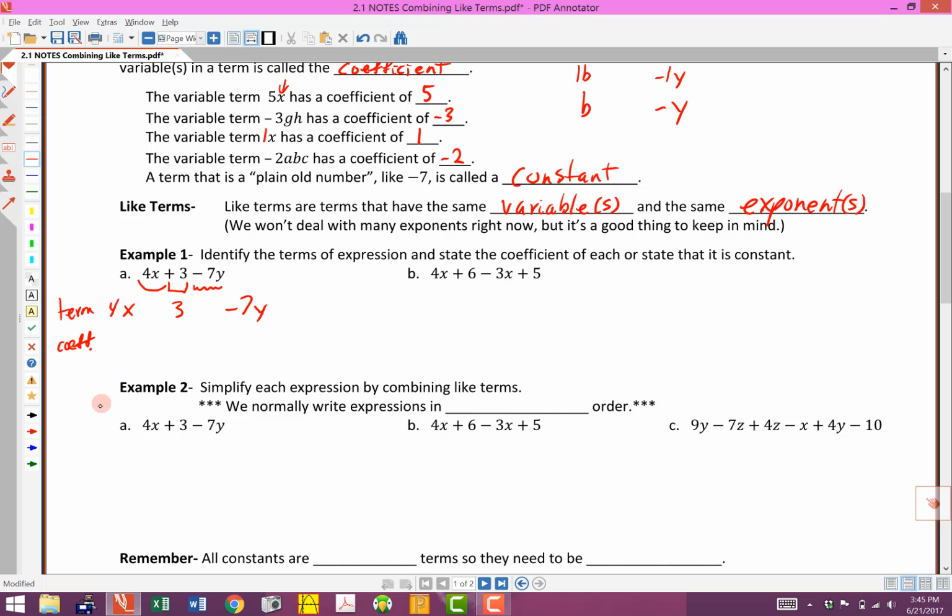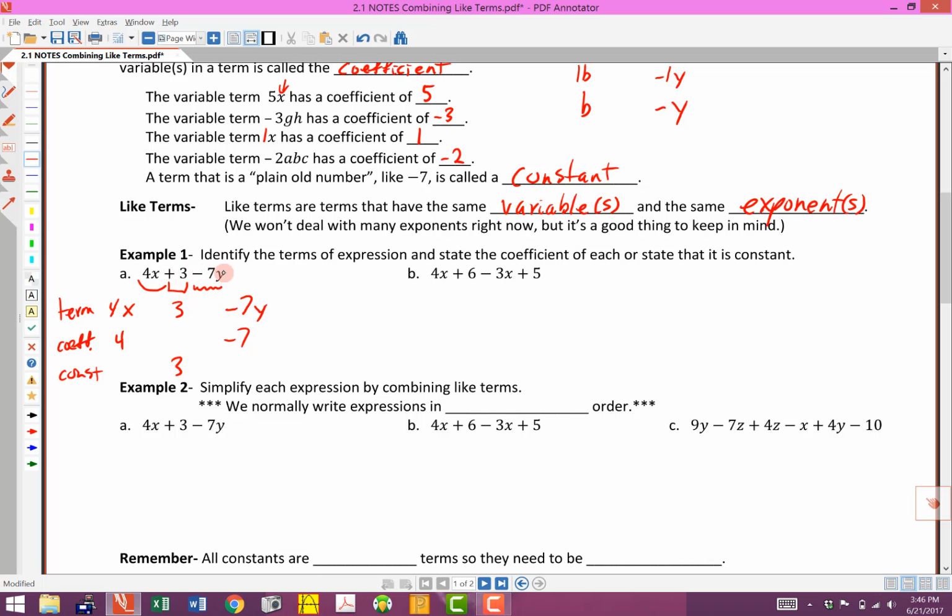Okay, so the coefficient here is a 4. The coefficient, let's see, is that a coefficient? That's not a coefficient, that's a constant. Okay, we'll take care of that in just a second. And then we've got negative 7 here for the coefficient. And then the constant, the only one that's a constant is this one right here. So we've got a constant of 3, we've got a variable term of 4x, a variable term of negative 7y. So the coefficient here is 4, coefficient here is negative 7, and that 3 is just a plain old constant.